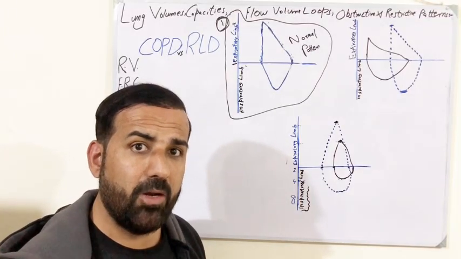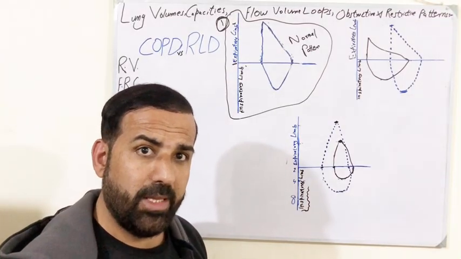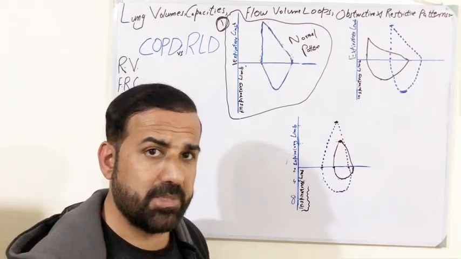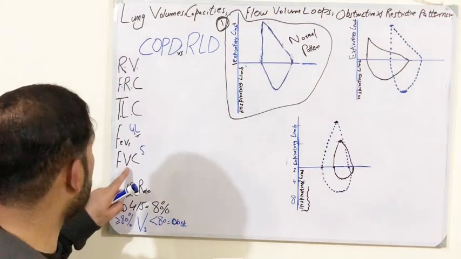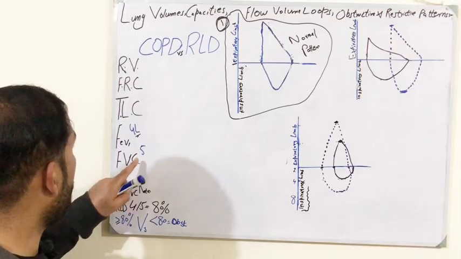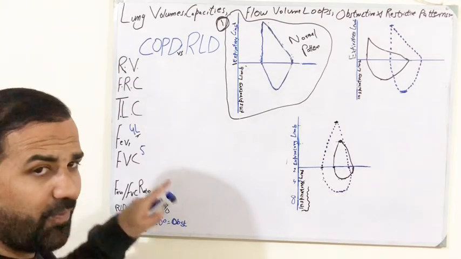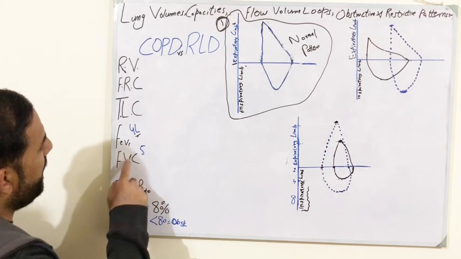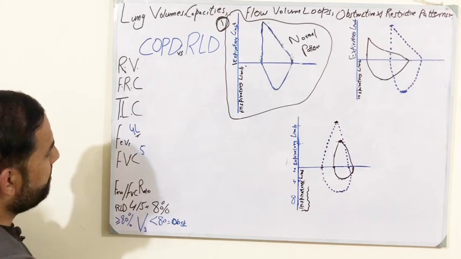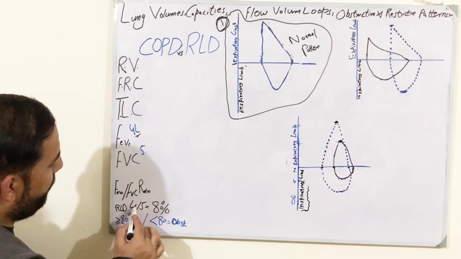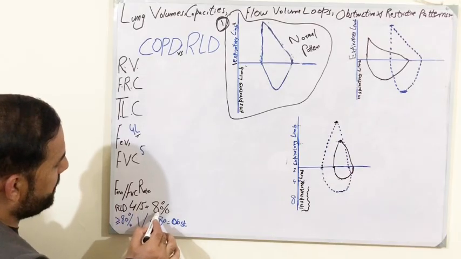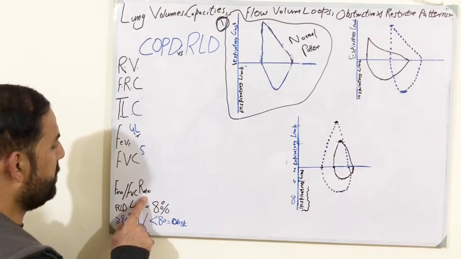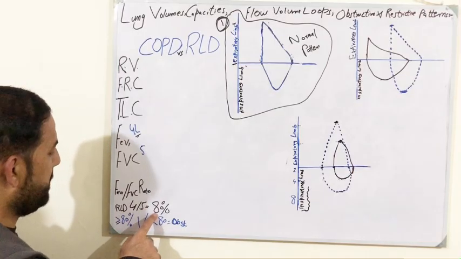Here, you are not looking at whether 1 second, 2, 3, 4, or a minute has elapsed. This is the total expiration that you do, and we can assume it as 5 liters. Now we want to take the ratio of FEV1 and FVC. So here we will take 4 divided by 5, which is equal to 80%. So the normal FEV1 to FVC ratio should be 80%.